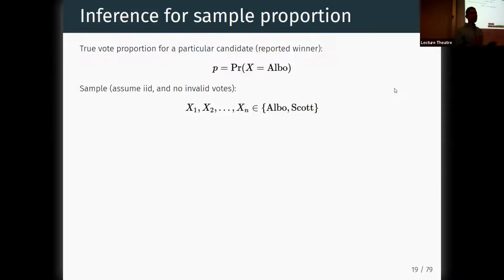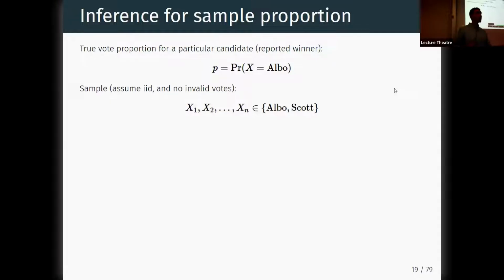Let's put a little bit of mathematical notation here, and this is mostly for people who haven't done Stats 101. What we're doing is something called inference for a sample proportion. So we want to know what proportion of these ballots are votes for Albo. We represent that proportion by the variable P. So P is what we call a parameter. It's something that we don't know, that has a true value out there in the real world, which we're trying to estimate by doing a sample.